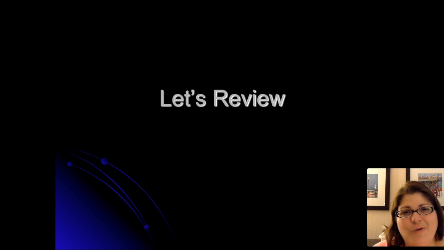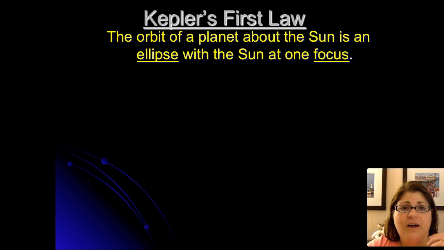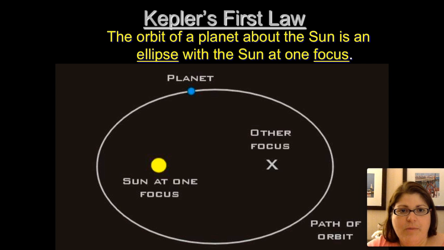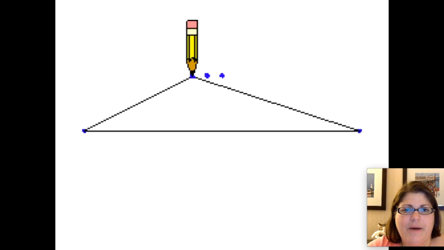Let's take a minute and review why planets orbit. So, Kepler's first law was that the orbit of a planet about the sun is an ellipse with the sun at one focus. In other words, the shape of orbits is elliptical rather than circular, which was thought of at the time. So first, let's talk a little bit more about an ellipse.